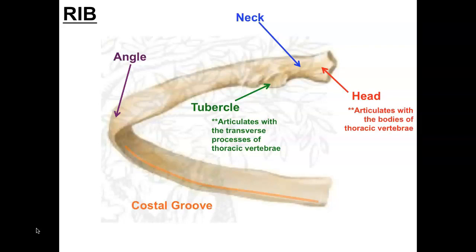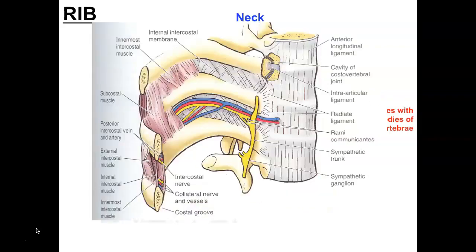And this costal groove is a site where we're going to be able to find our intercostal vein, intercostal artery, and intercostal nerve. So I always like to think the van drives down the hill. So V-A-N, vein, artery, and nerve.